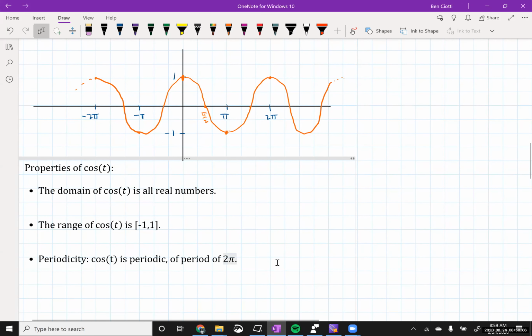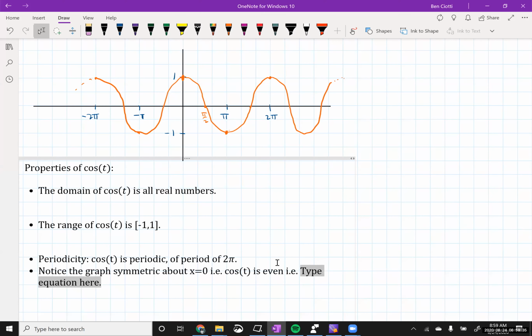Here's another fact about the graph, which maybe you can tell by looking at it. And it's actually something we already know. Notice the graph is symmetric about the y-axis, i.e. cos t is an even function, i.e. cosine of negative t is the same as cosine of positive t.